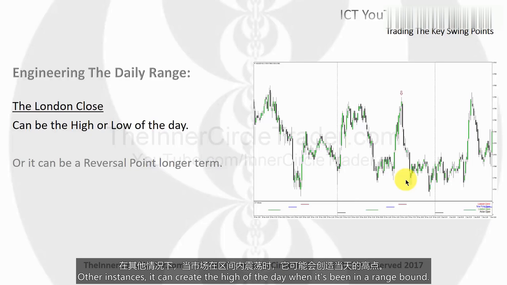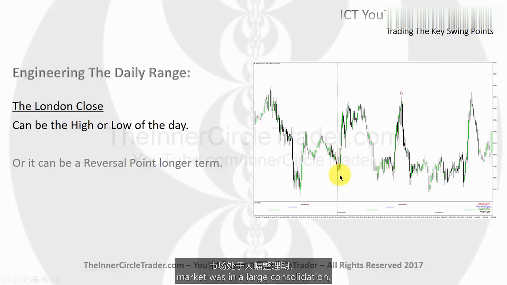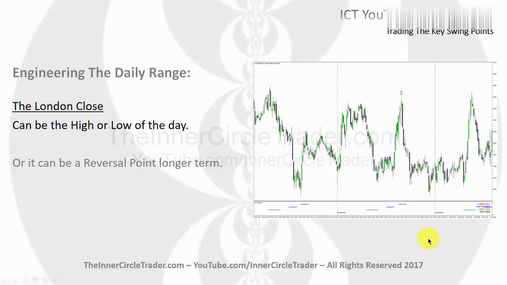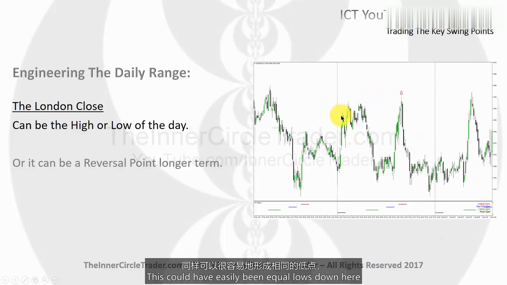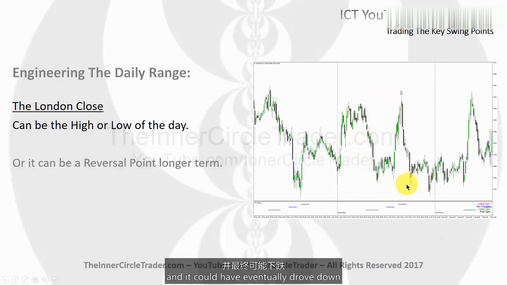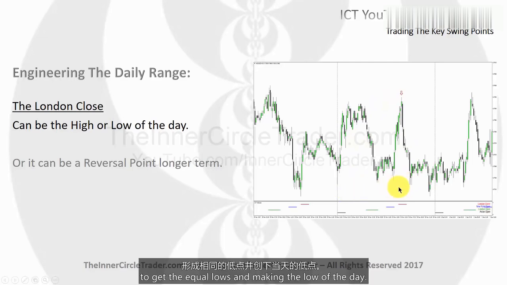Other instances, it can create the high of the day when it's been in a range bound. As you can see here, the market was in a large consolidation. We had equal highs. Market runs up during London close, takes those highs and creates the actual high of the day and trades lower. This could be done in reverse. This could have easily been equal lows down here, and it could have eventually drove down to get the equal lows and making the low of the day.